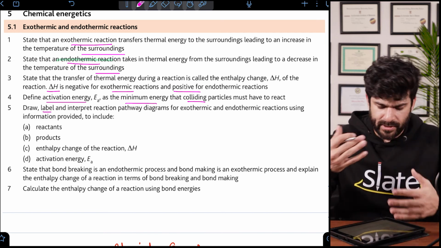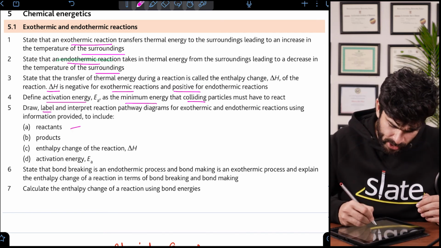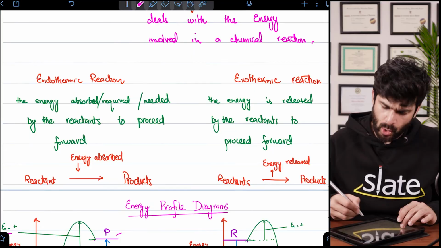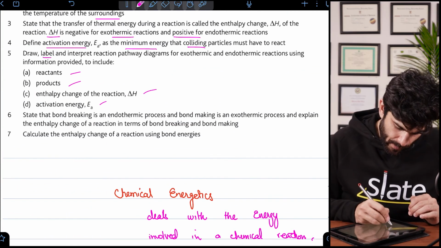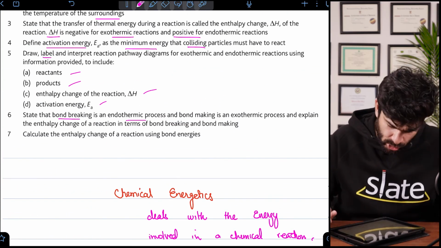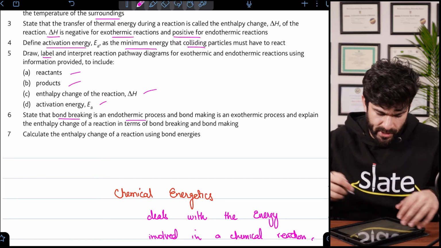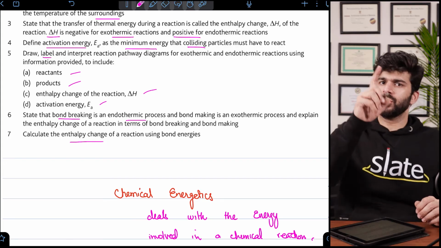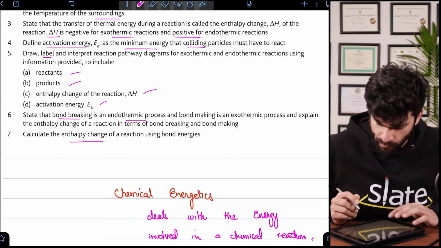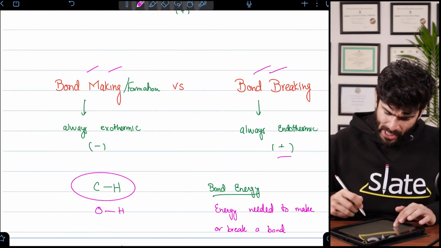Draw, label, interpret, rate of reaction, reactants, products, enthalpy change, activation energy. We did that. Bond breaking is endothermic, bond making is exothermic, and explain the enthalpy change of reaction. That's what we just did. Calculate the enthalpy change using the bond energy values. So for this purpose, we have seen how to do that.